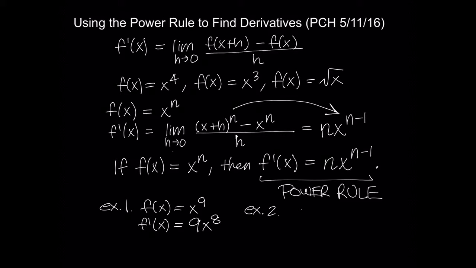Let's do f of x equals x to the 5/7 power. The derivative is going to be 5/7, so you move that exponent to the front, and then your new exponent will be 1 less than 5/7, which is negative 2/7.